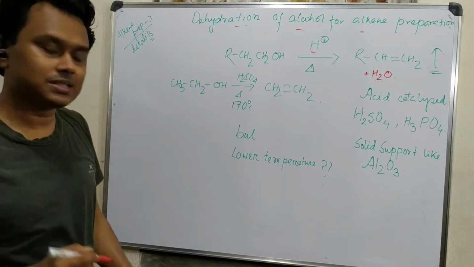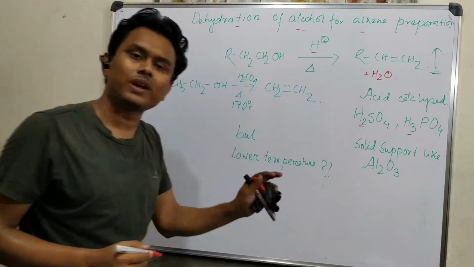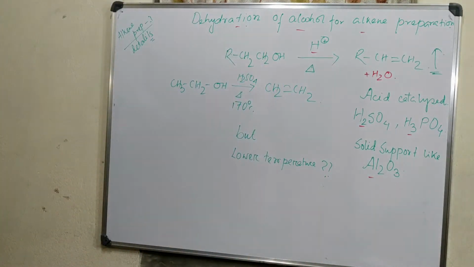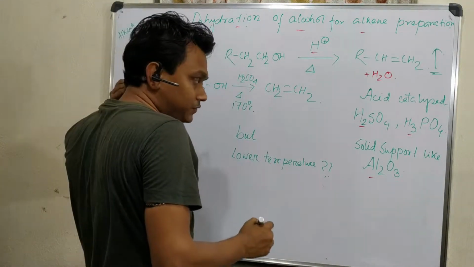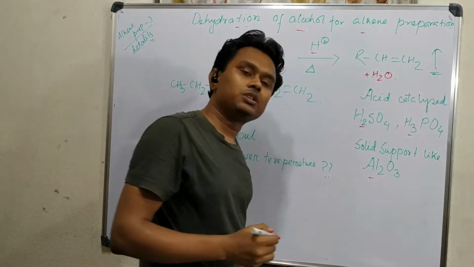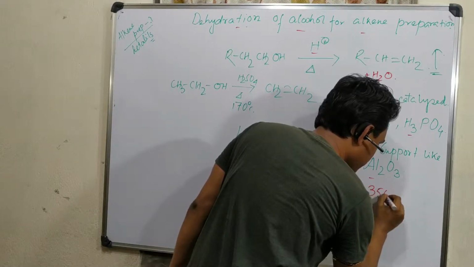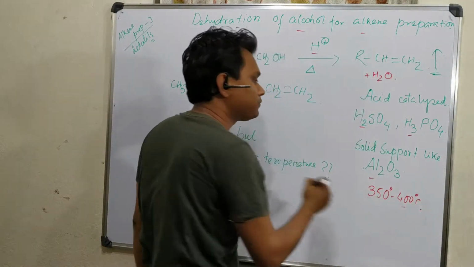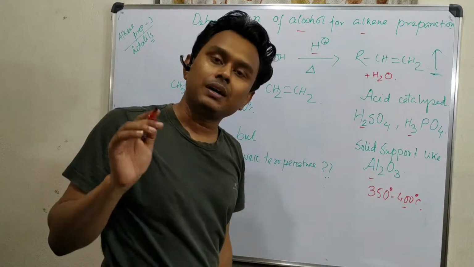In this process, the generally used acids are sulfuric acid and phosphoric acid, or in some cases, not actually an acid, mainly alumina. It acts as a solid support catalyst for the conversion of alcohol to alkene. The difference is that sulfuric acid and phosphoric acid require a little lower temperature, but alumina needs around 350 to 400 degrees centigrade, a much higher temperature, and the alcohol flows over this bed of alumina to produce the alkene.